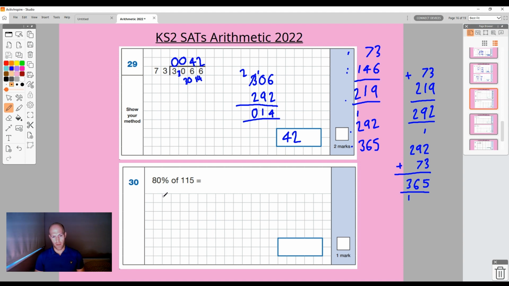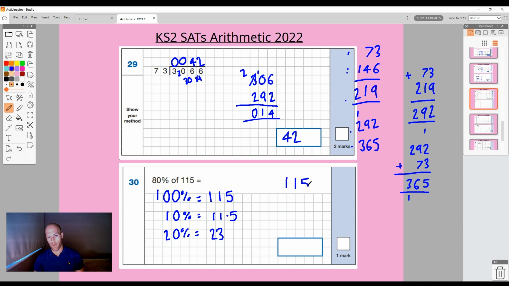80% of 115, there's a long way and a short way, let's do it the short way, obviously. 100% of the number is 115. 10% of the number is 11.5. 20% of the number is going to be 22, 23. So I'm going to take it away. To get to 80%, I'm going to do 100, take away 20%, go from the top down. Just to make sure I get it right, 115, take away 23.